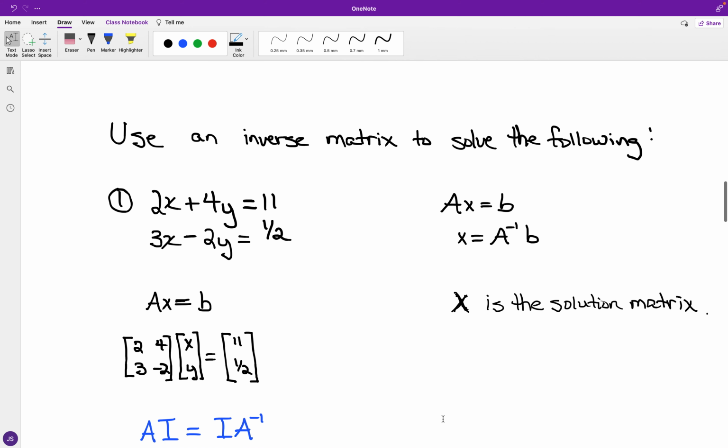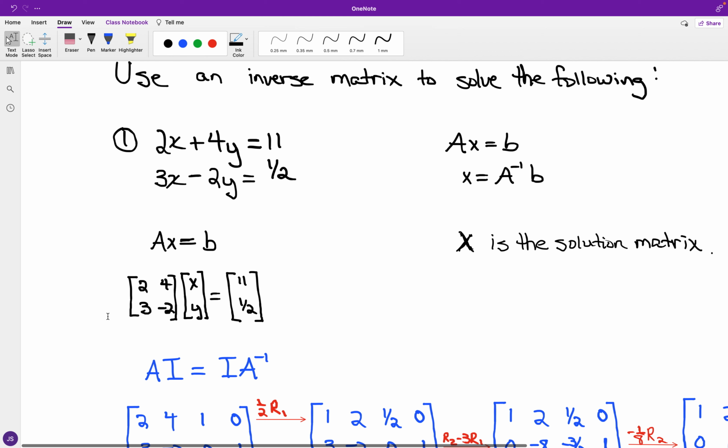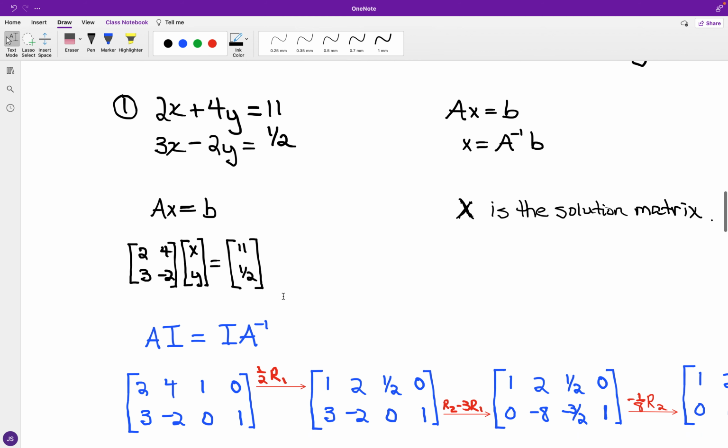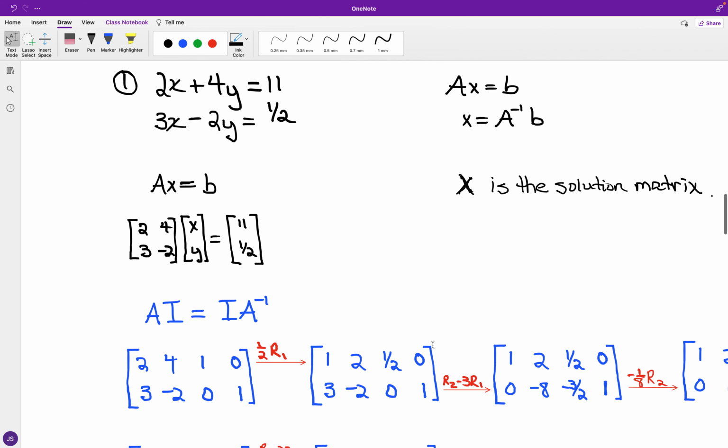Looking at what we have and working with A, going back to the determination of the inverse matrix, and recall the formula: A times the identity is equal to the identity times the inverse. So setting things up here, I got 2, 4, 3, negative 2 from A. And with the two equation system, the identity matrix will be a 2 by 2 arrangement, so I have 1, 0, 0, 1. And again, I'm going to be performing the Gauss-Jordan elimination.